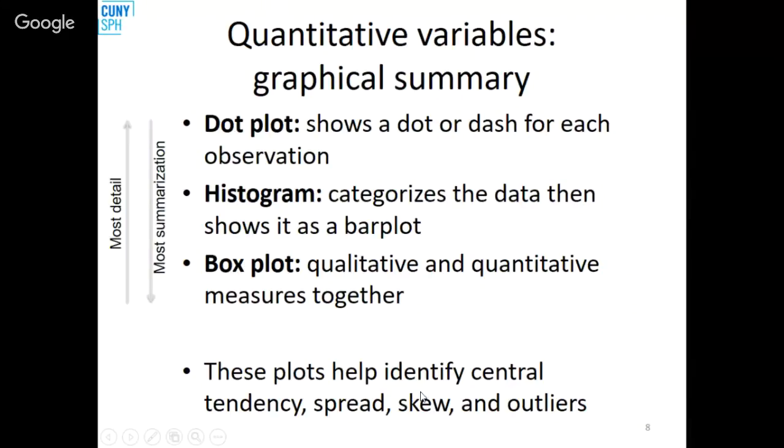But these plots, you're going to make them and you're going to be able to read from them these key things: the central tendency, where most of the data lie; spread, like how much variability there is in the data; skew, meaning from that central tendency, is there more variability towards one side than the other? And finally, outliers, if there are any single observations that are really far removed from most of the other observations.